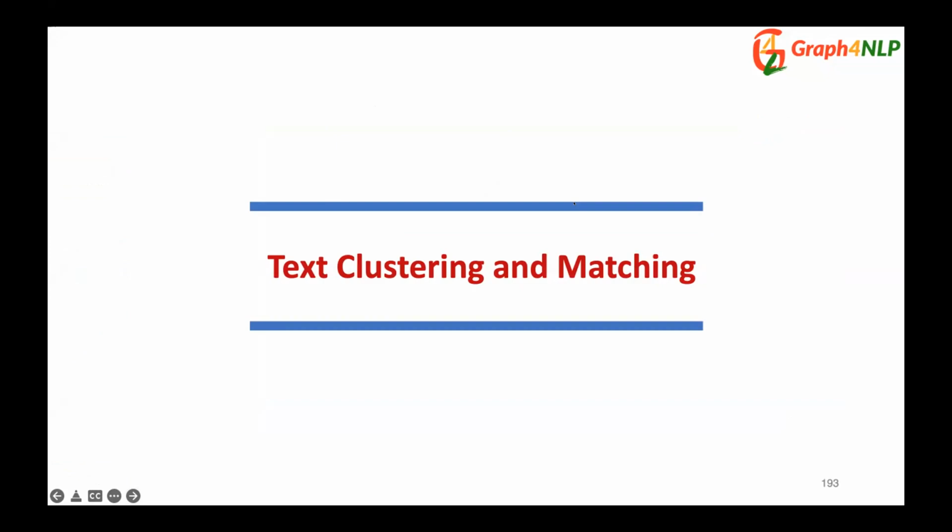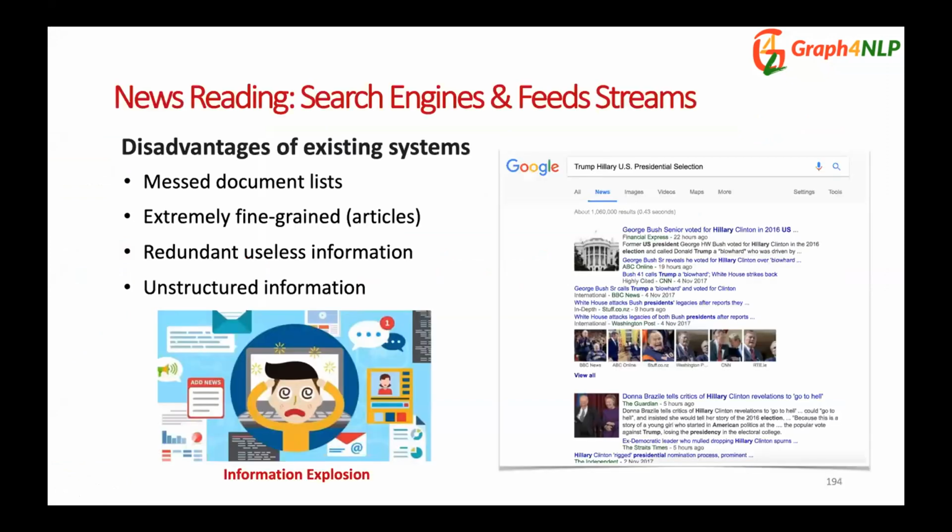Hello everyone. Now I will talk about graph representation and graph neural networks for text clustering and matching. Usually when we search about an event in the search engine, or we receive news article recommendations, we will receive a list of documents.